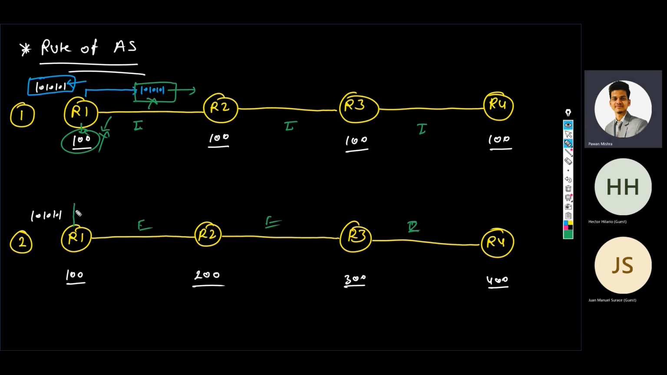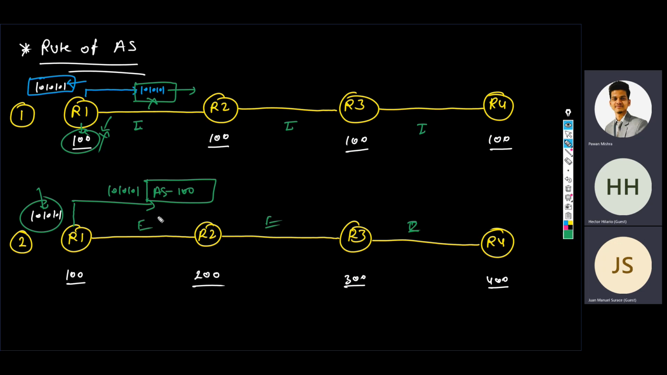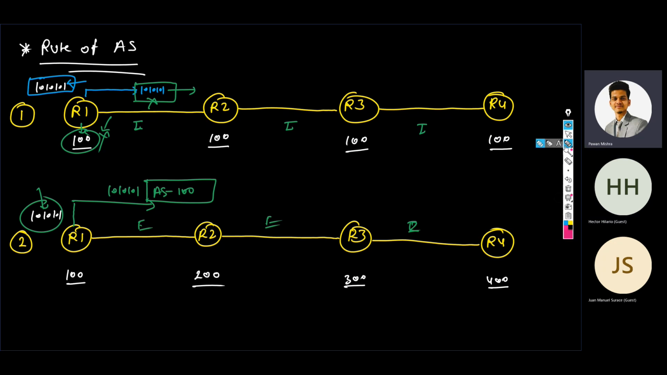Exactly same on R1. If I'm using a network command and I'll advertise this route 1.1.1.1, and if this R1 router will share this route to R2, it will be sharing like this 1.1.1.1, and it will be adding what? AS 100. It means when the neighbor is eBGP, they will always share the AS. And when the neighborship is iBGP, they don't add the AS.